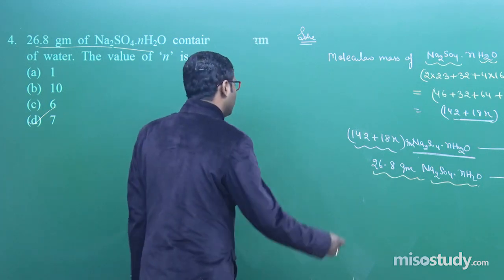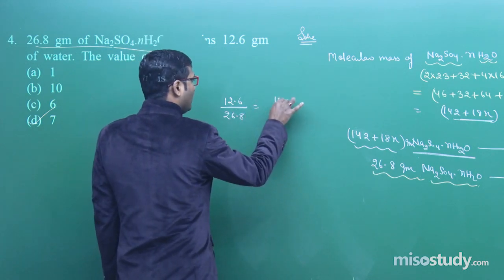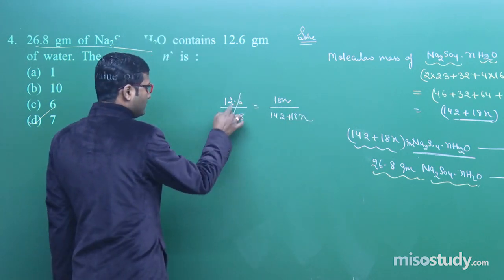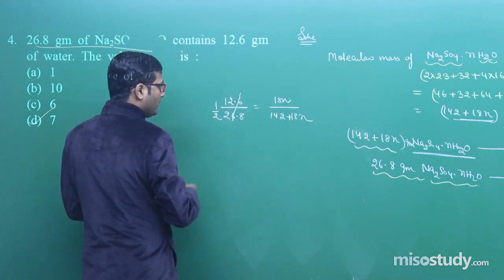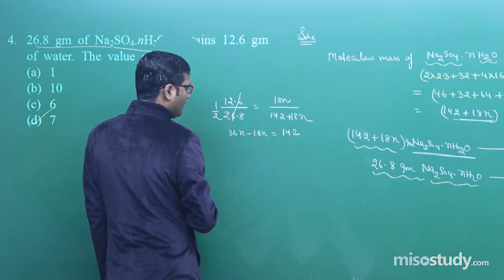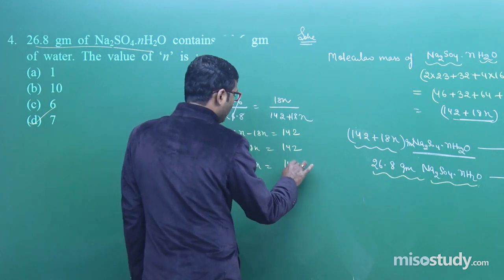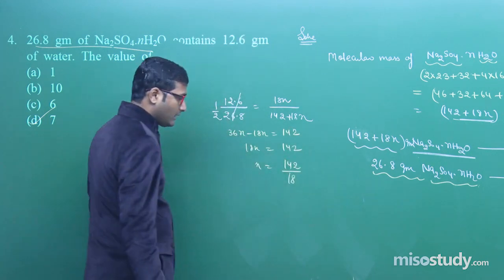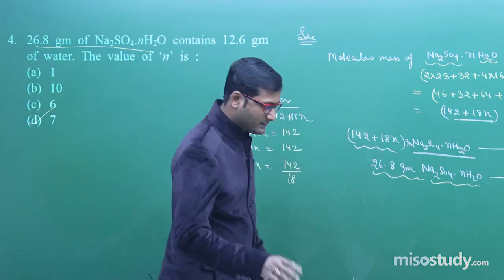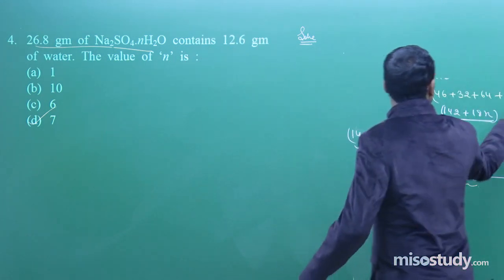Or if you estimate, let me check once. 12.6 upon 26.8, almost estimated as 1 by 2. So 36N minus 18N will be equal to 142. So 18N is equal to 142 and N is equal to 142 upon 18. That must be almost equal to 7. So the answer is correct. So the answer will be D. D is the correct option. N is equal to 7.